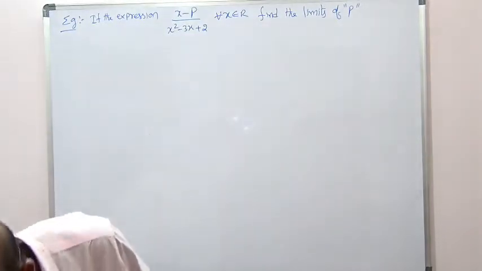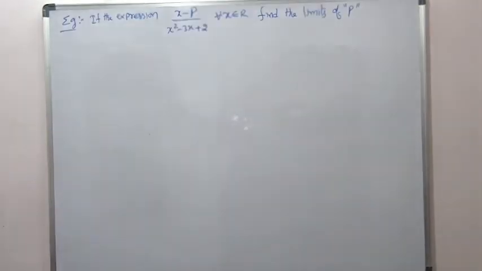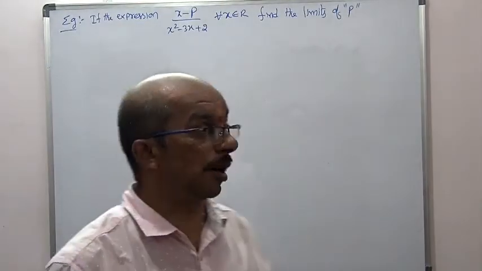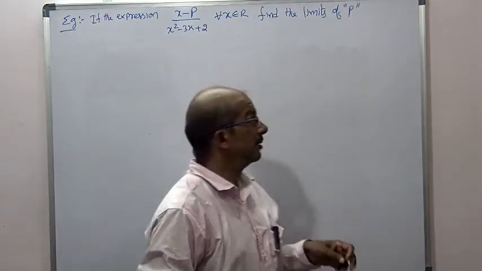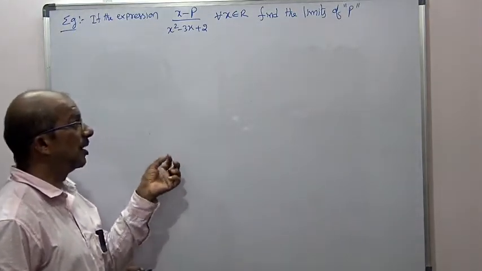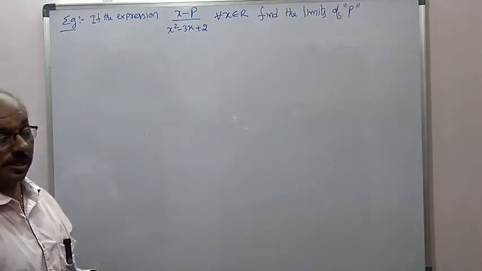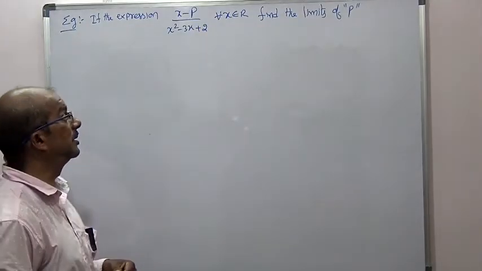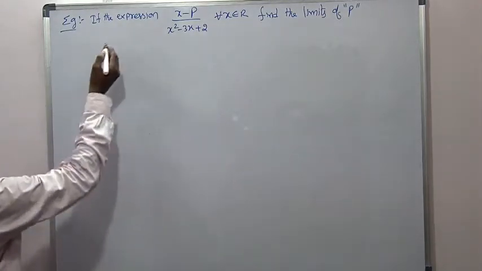Now, last example. If the expression (x − p)/(x² − 3x + 2) for all x belongs to R, find the limits of p. In the previous problems, we were directly asked the range of the given expression. But in this expression, there is a constant. This is important: what are the limits of the constant? Now, the procedure is the same.